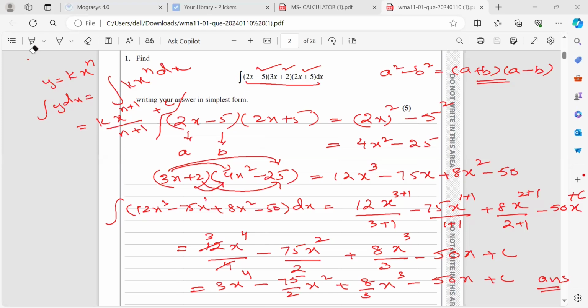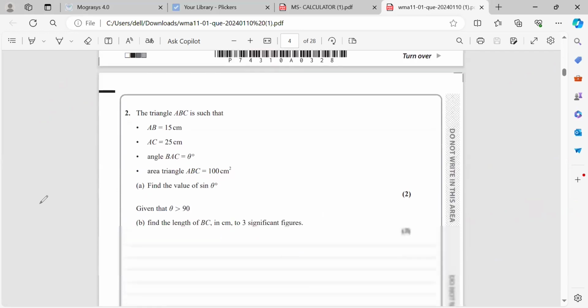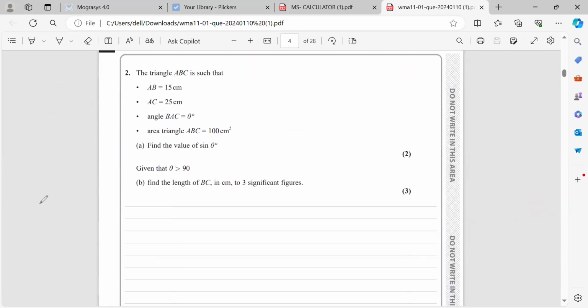Hope you understood it. Now we start the next question. The next question is, the triangle ABC is such that AB equals 15 centimeters. For that purpose, we have to draw the triangle first. So AB is 15, AC is 25, angle BAC is theta degrees. Area of triangle ABC is 100 centimeters squared.